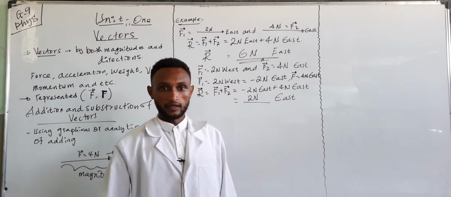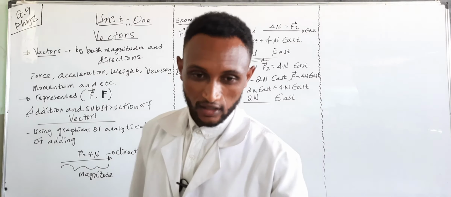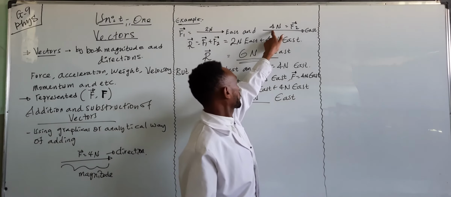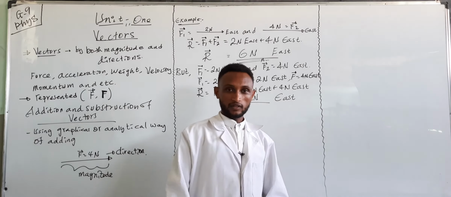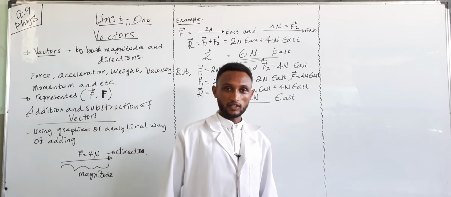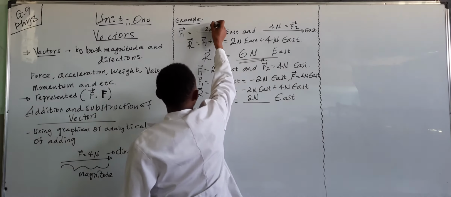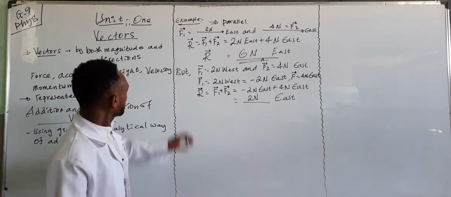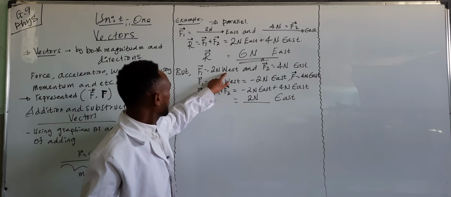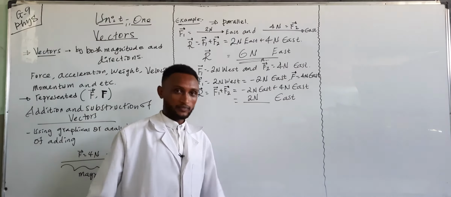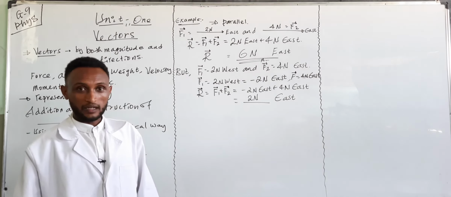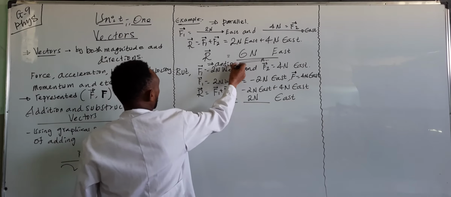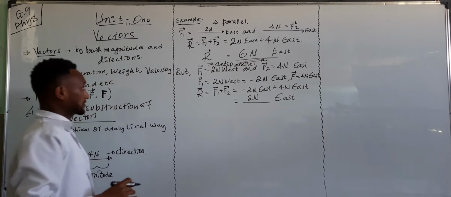Another case is if they are perpendicular to each other. Now, in these cases, on the first example, force 1, which is equal to 2 Newton in east direction, and force 2, which is equal to 4 Newton in east direction, are parallel to each other. If they are parallel to each other, we take the directions and we simply add their magnitudes. In the second example, this one is 2 Newton in west direction and this one is 4 Newton in east direction. Since their direction is opposite, they are anti-parallel to each other.